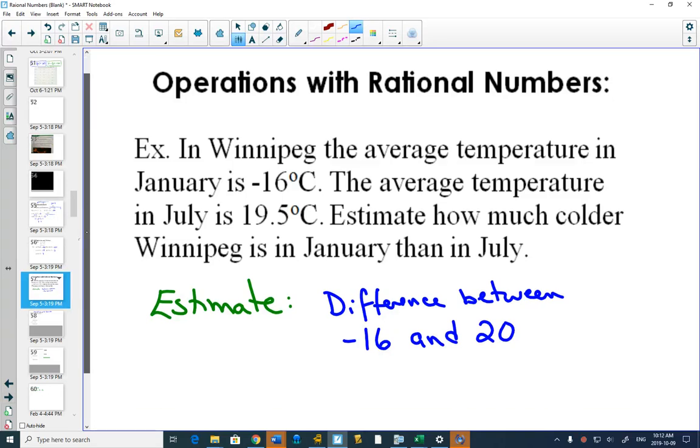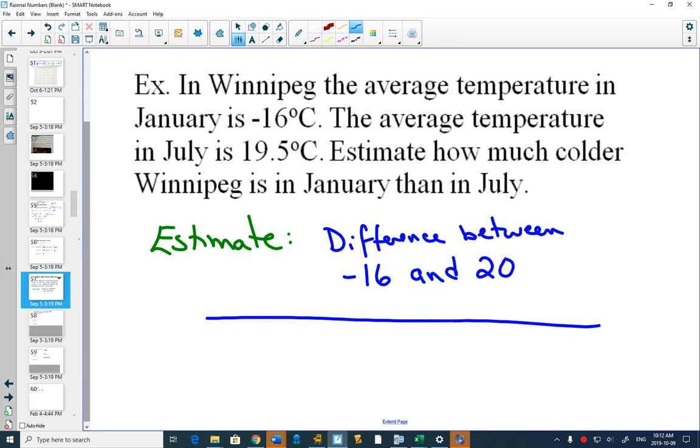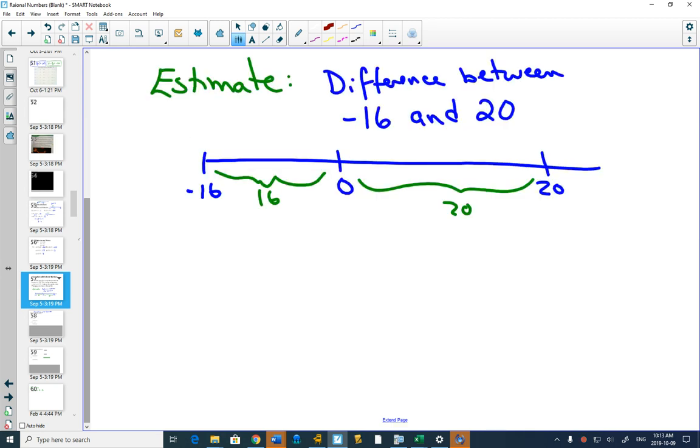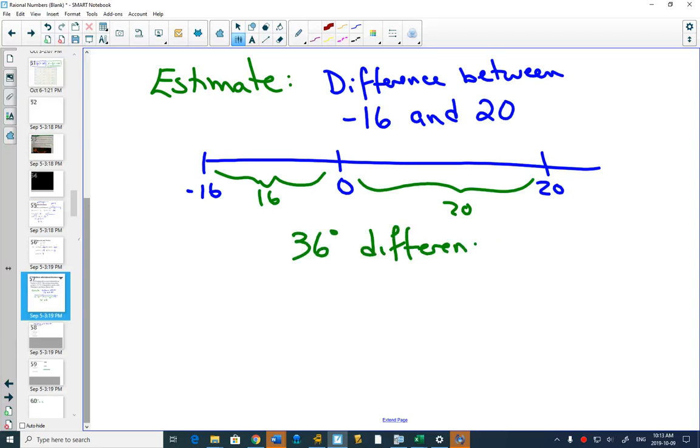If you think about this on a number line, we've got 20 over here, minus 16 over there. How much of a temperature change is that? Does it make sense that this is 20 to 0 and this is 16 there? So the total difference between the temperatures, our estimate would be 36 degree difference.